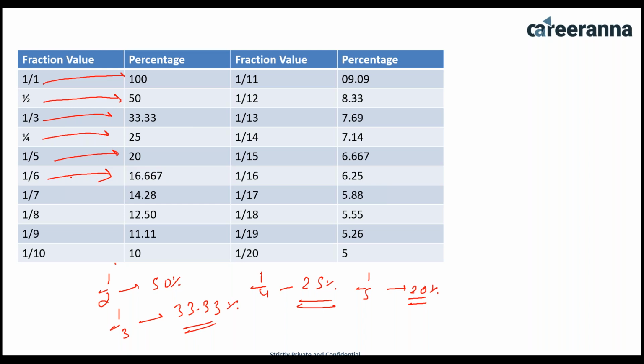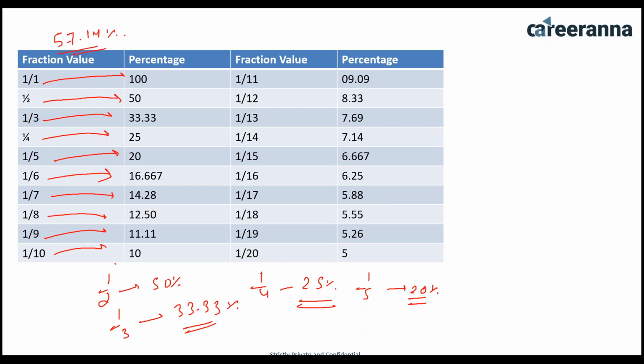Guys, you are suggested to remember all the values till 1/20. Very easy to remember. You just have to keep revising it and you'll remember. Don't worry. So 1/7 can be written as 14.28. 1/8 can be written as 12.5.